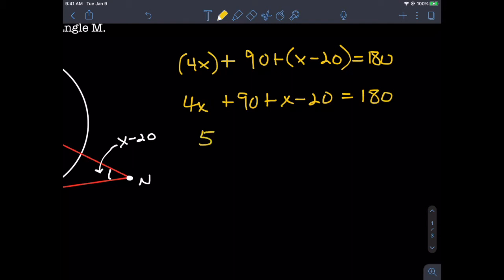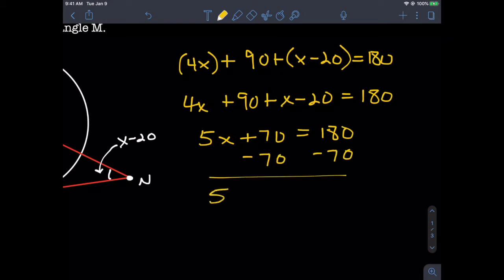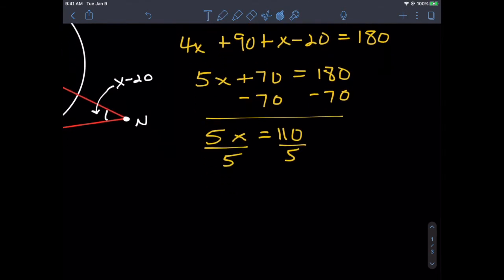Now we're going to combine our like terms. 4x and x is 5x, 90 minus 20 is 70, equals 180. This is a normal equation we can solve now, folks. Start by subtracting 70 from both sides, like so. This gives us 5x is equal to 110, and then to get x by itself, we're going to divide everything by 5. We get for this x is equal to 22.